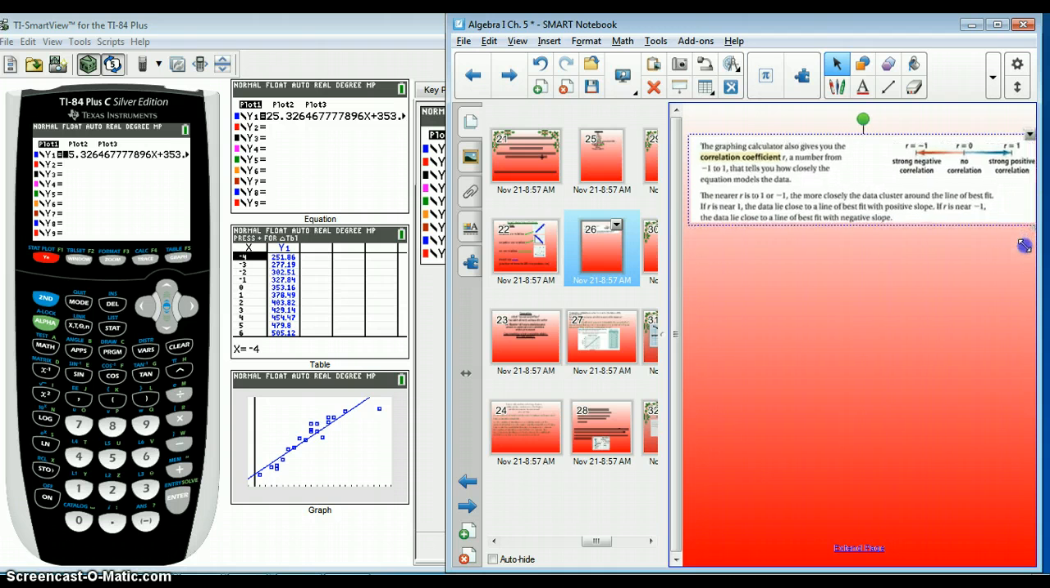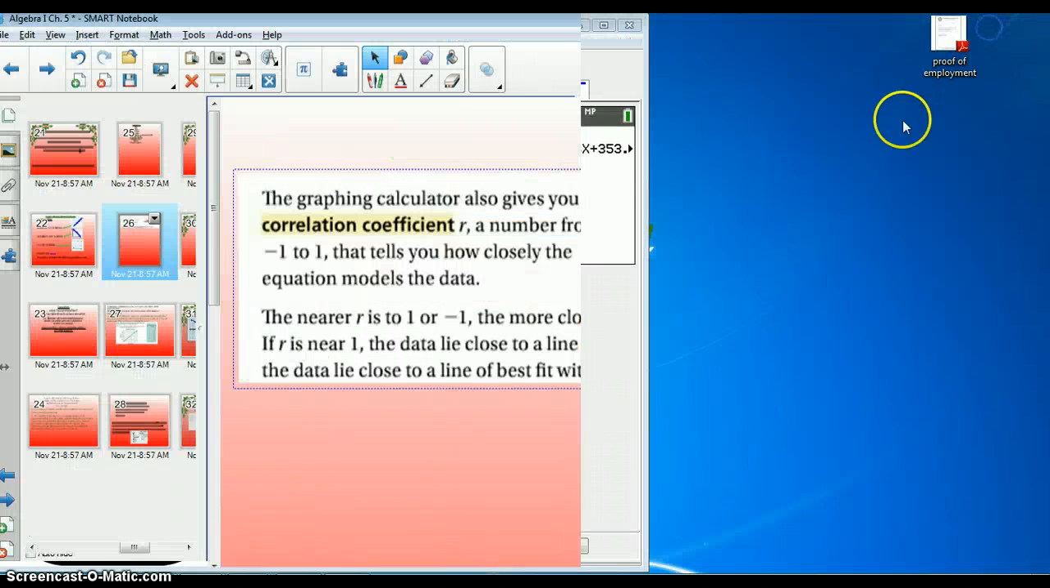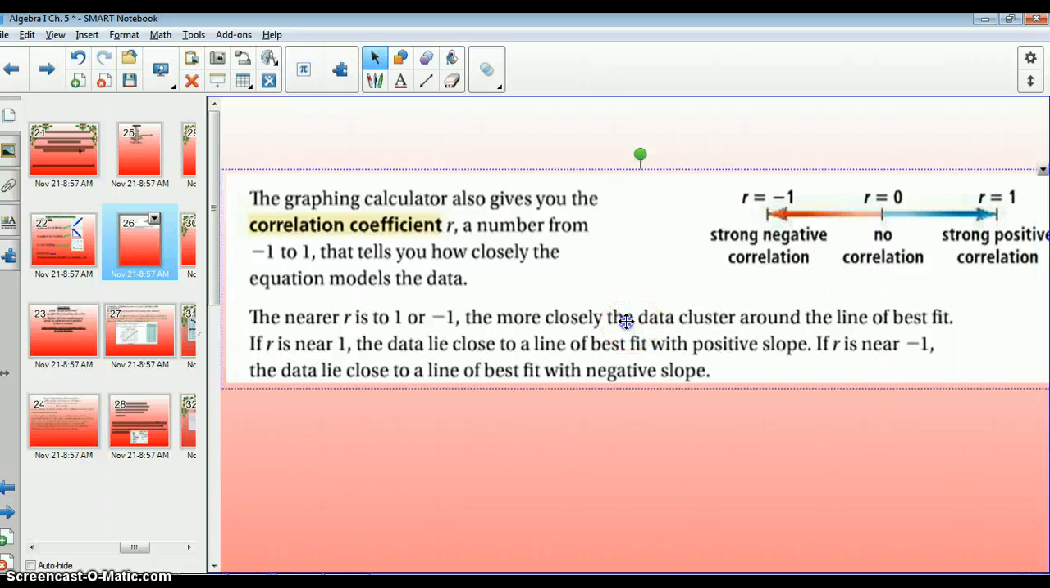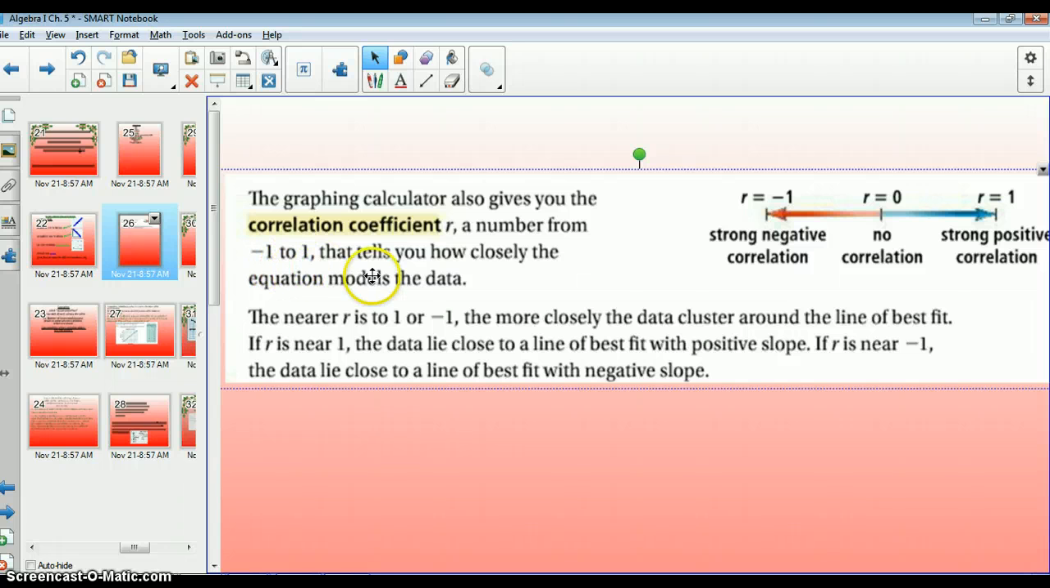So when we got that R equals number, that R equals number is called the correlation coefficient. It's a number from -1 to +1 that tells you how closely the equation models the data. So in other words, it tells you how good the line of best fit is. The closer it is to positive or -1, the more closely the data cluster around the line of best fit. So if R is near 1, the data lies close to the line of best fit, which I'll show you on the graph in a second.